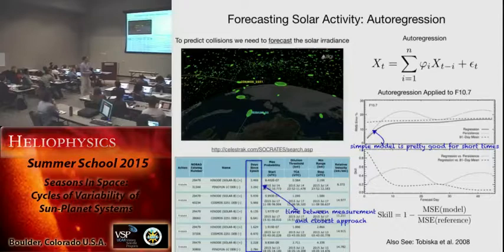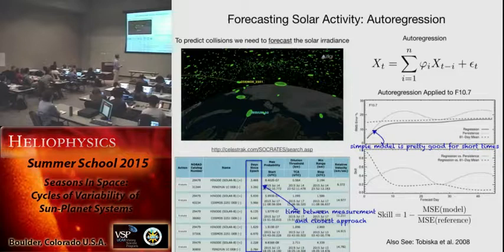And the way that these forecasts are done now is with something very simple called autoregression. That is, you have your irradiance time series, and you basically make a linear combination of your previous measurements to predict your future measurements. I just think of this as a simple polynomial extrapolation of the data that you have. And this works pretty well because of the strong rotational modulation that you see in the data, right? Basically you're saying whatever happened in the last rotation is going to continue on, right?